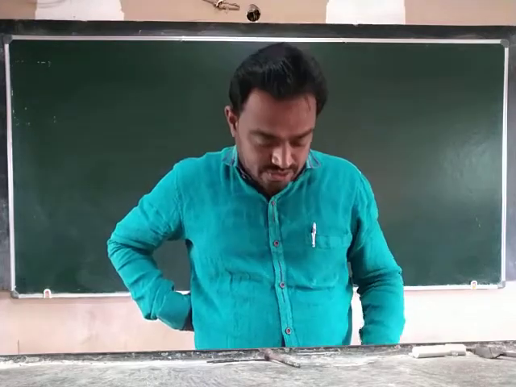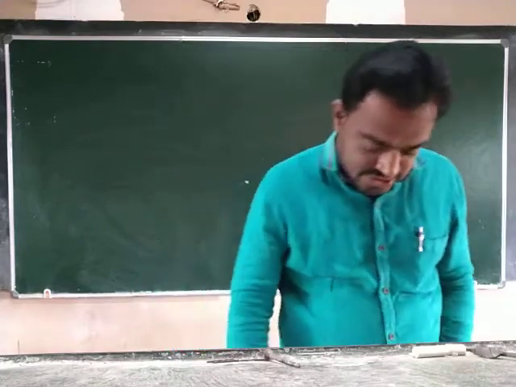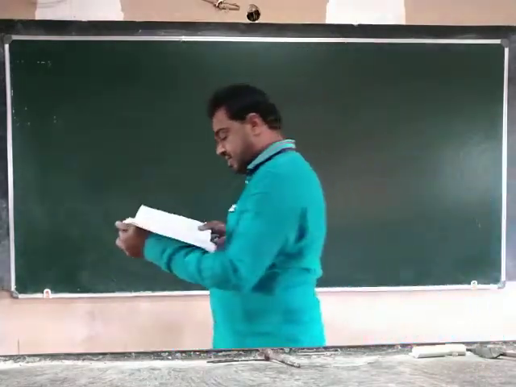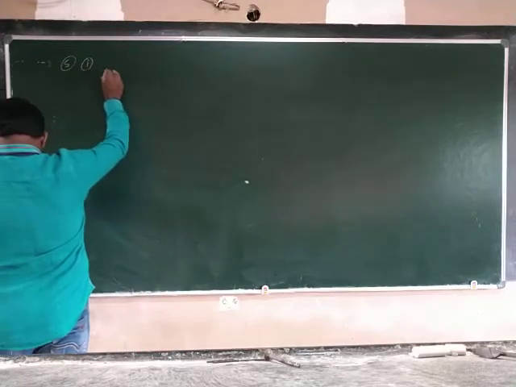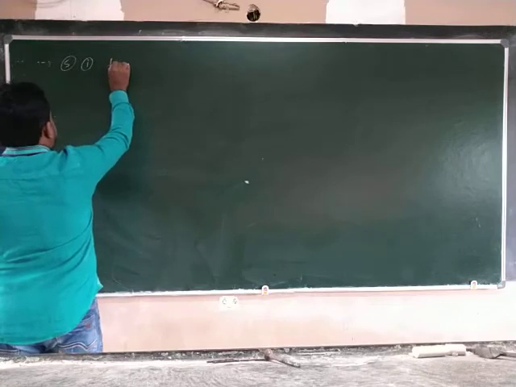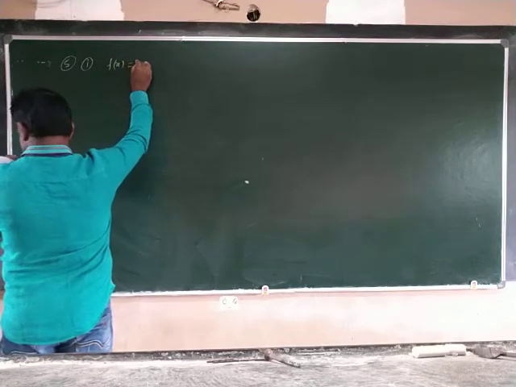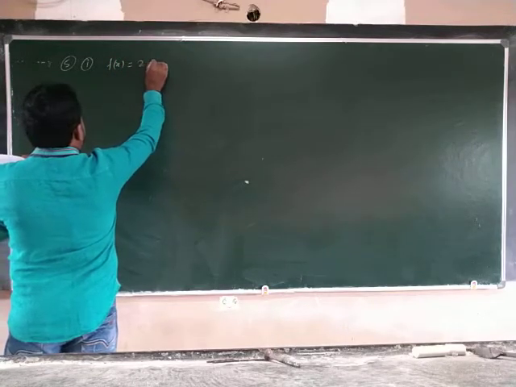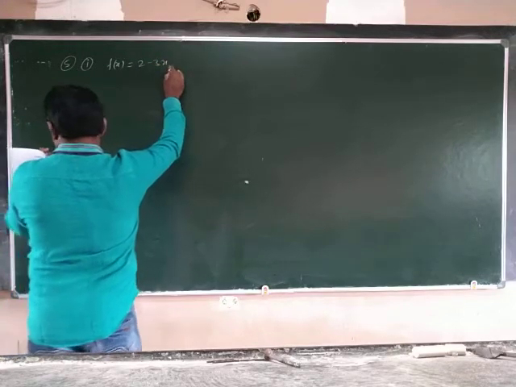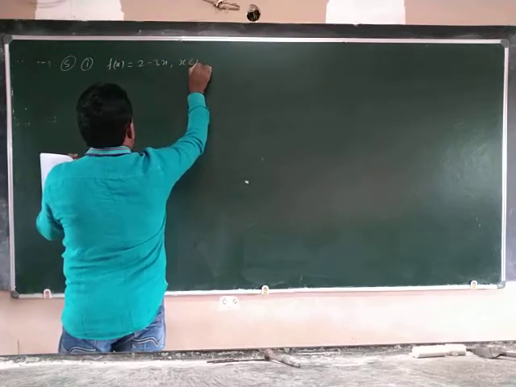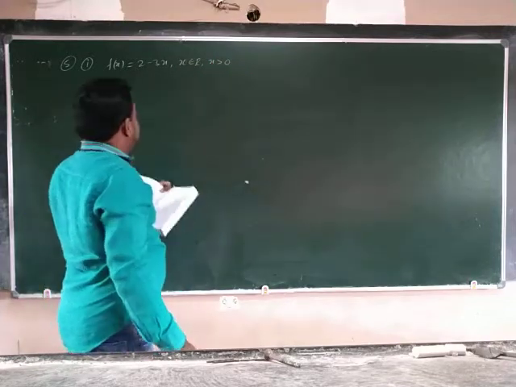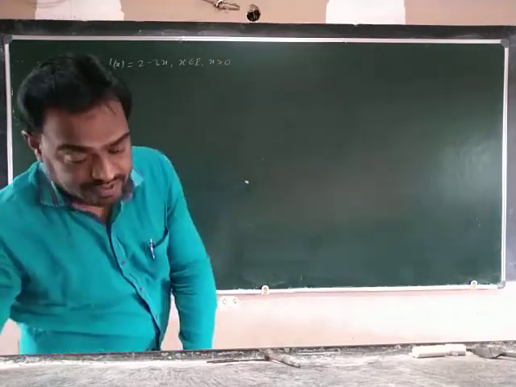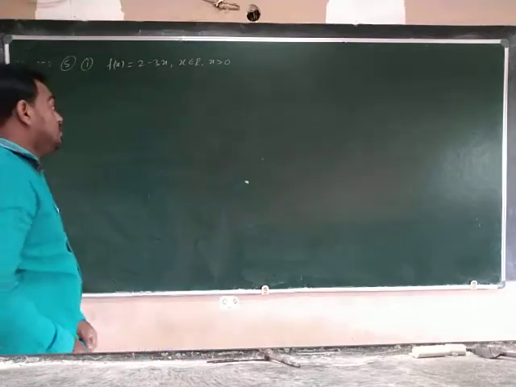Okay. So in this exercise, in the chapter, last question, fifth one: find the range of the following functions. First one, f of x is equal to 2 minus 3x, x belongs to R, x greater than 0. Let us do the first one, then the second one, third one. First one, the solution we need to find.